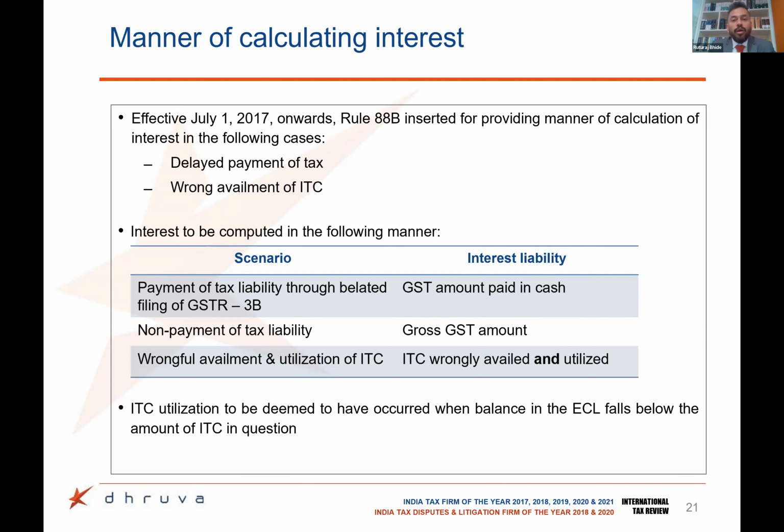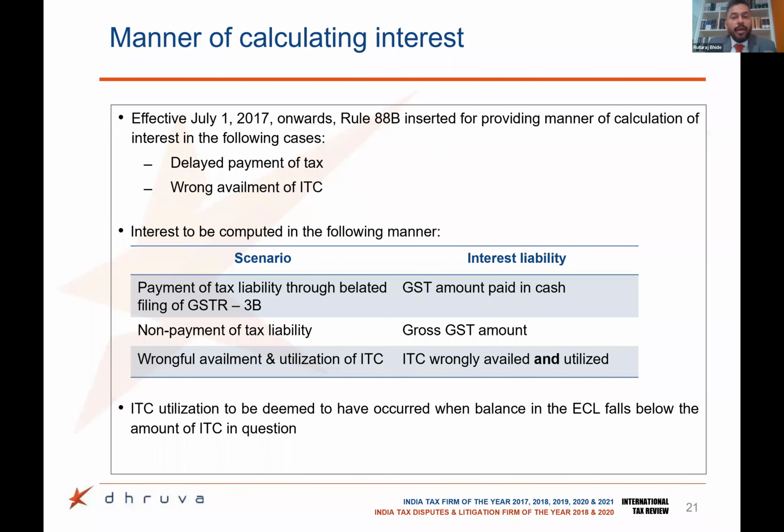As far as wrong availment of input tax credit, it's clarified that interest will be applicable only if input tax credit has been availed and utilized. So if you have availed credit and not utilized it at all, there is no interest implication. For example, let's say I have availed input tax credit wrongly of 5 lakh rupees and I have an electronic credit balance of 6 lakh rupees, that's absolutely okay. I don't have to pay any interest.